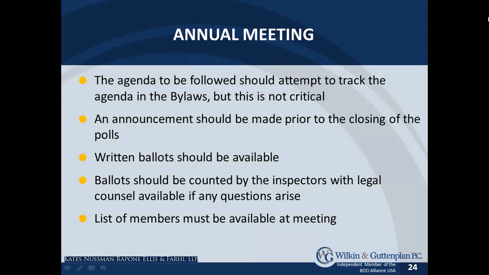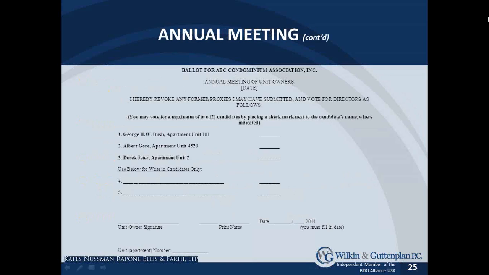You need to have your list of members available at the meeting. I've never seen it come up, but the law does say that if the list of members is not available, the meeting has to be adjourned upon the request of a member. So make sure your manager brings that list of unit owners or shareholders to the meeting. Here's a form of ballot, very similar to the proxy, except you call it ballot and you don't need to appoint a proxy.